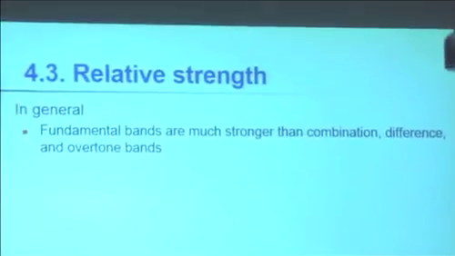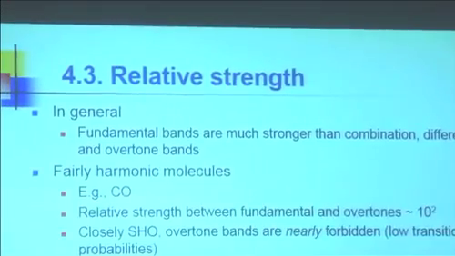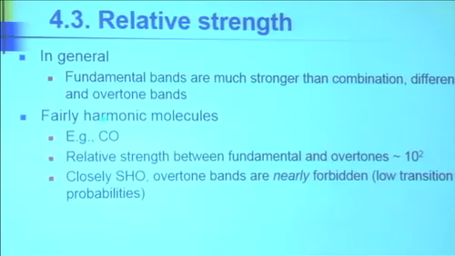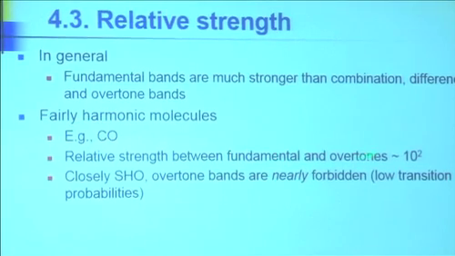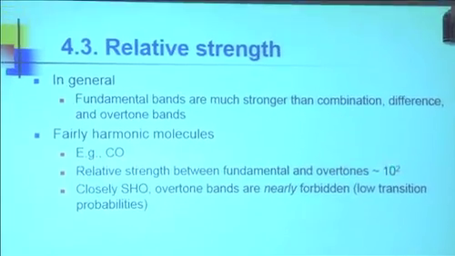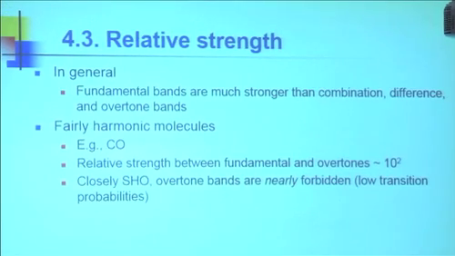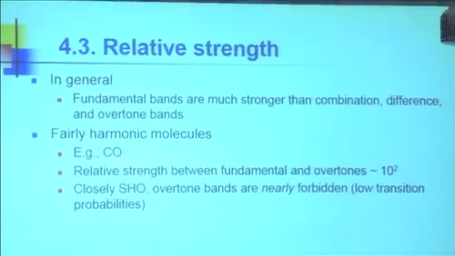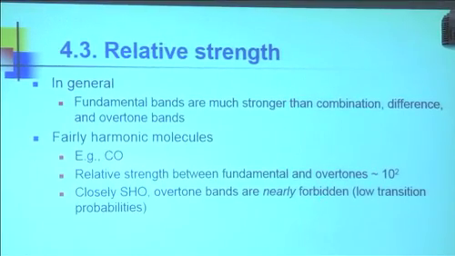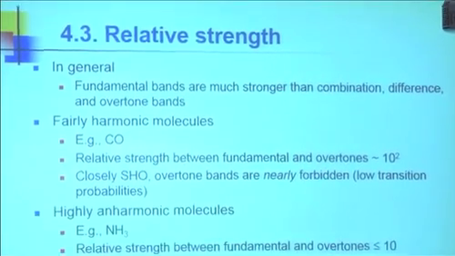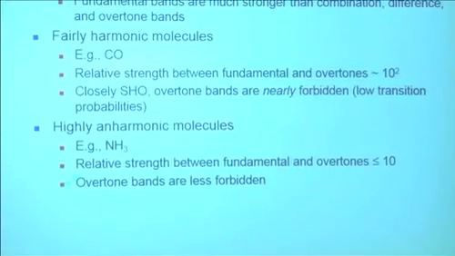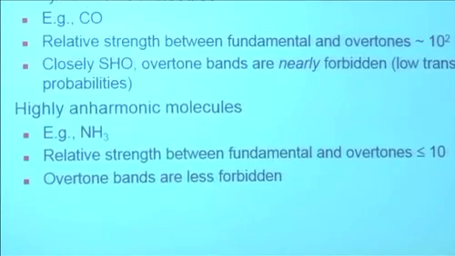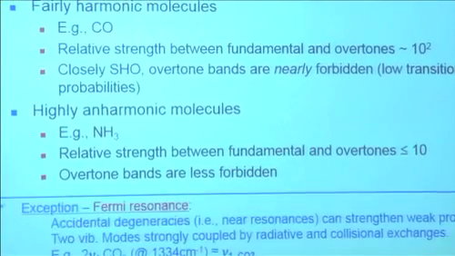Relative strength. In general, the fundamental bands are much stronger than the combination bands. If you have a relatively harmonic molecule like CO, then the overtones are going to be quite a bit weaker. They go down by about 100 every time you change from the fundamental of the first to the second. So the closer you are to an SHO, the closer you are to actually forbidding the overtone bands. And anharmonic molecules, on the other hand, like ammonia, may have only a factor of 10 difference between the fundamentals and the overtones. Less forbidden.